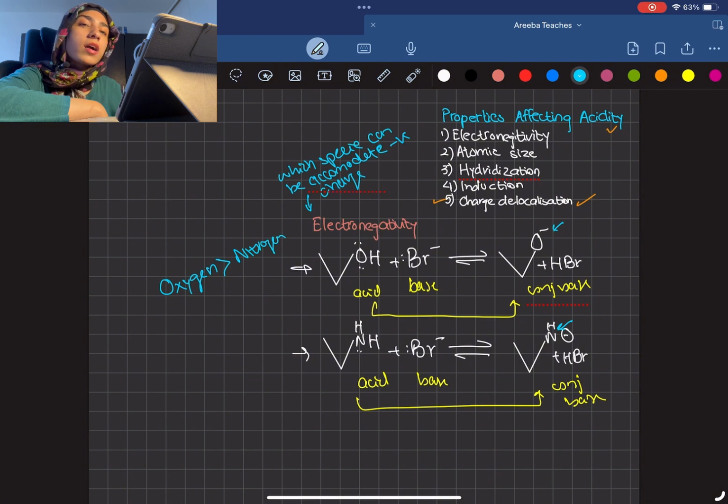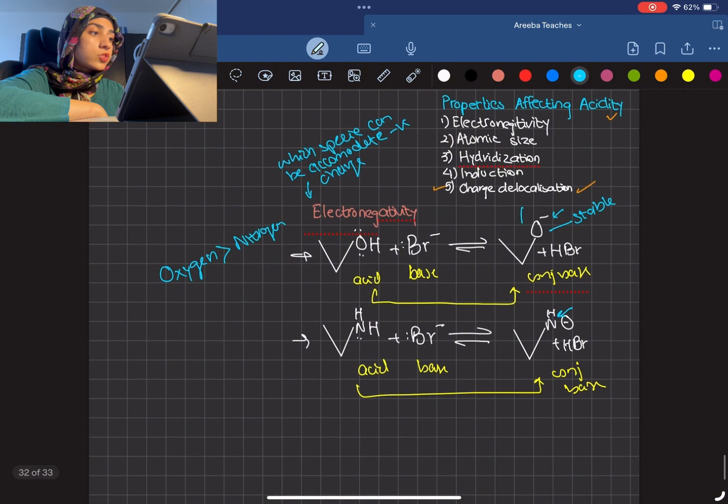So that means that oxygen can accommodate the negative charge a lot better. If it can accommodate negative charge way better, that means that this one is going to be stable. This structure is stable because negative charge is not causing oxygen any problem because it knows it can accommodate it way better than nitrogen can do. So in comparison to this structure, the structure that's below is not stable because nitrogen is less electronegative.